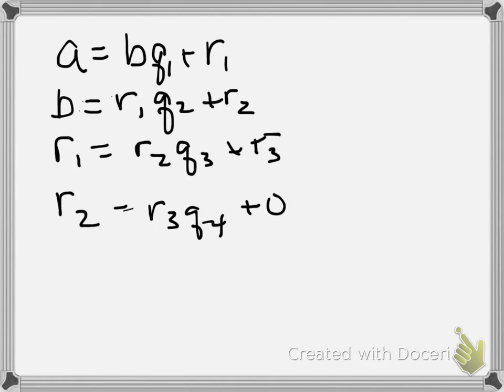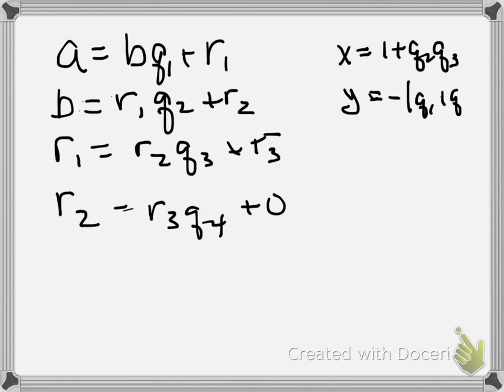Okay, and so then we figured out that X equals 1 plus Q2 Q3, and Y equals negative Q1 Q3 plus Q1 Q2 Q3. Okay, so we have that in our notes, and that's perfect.